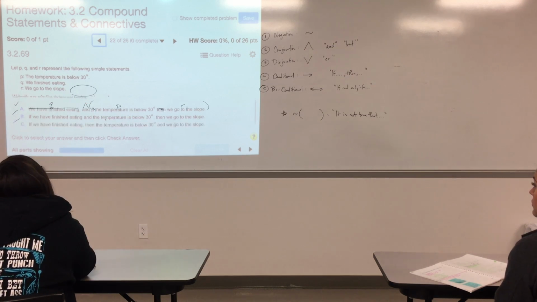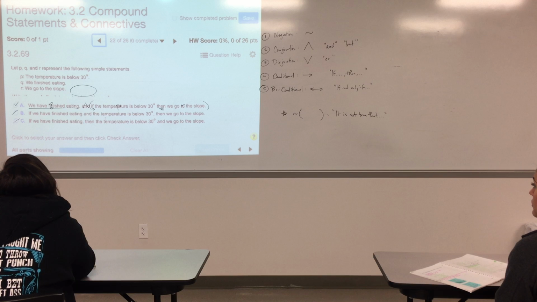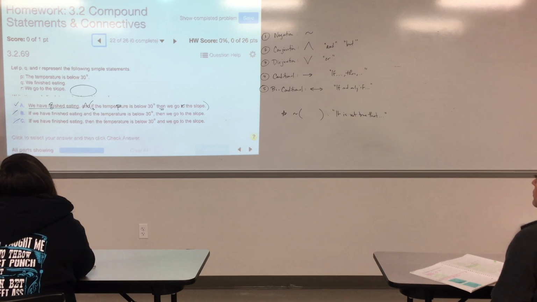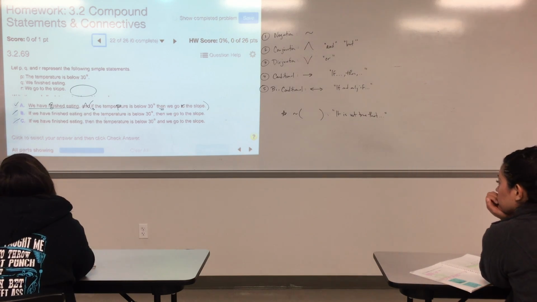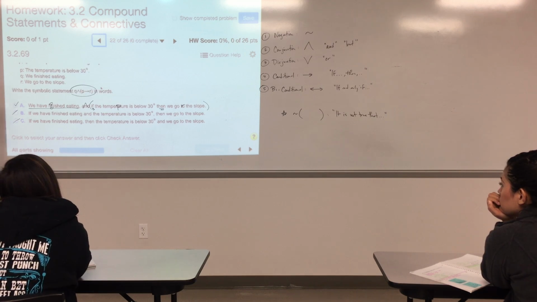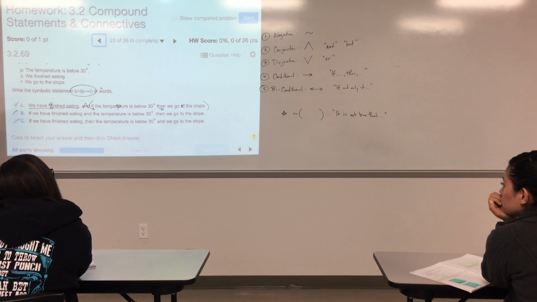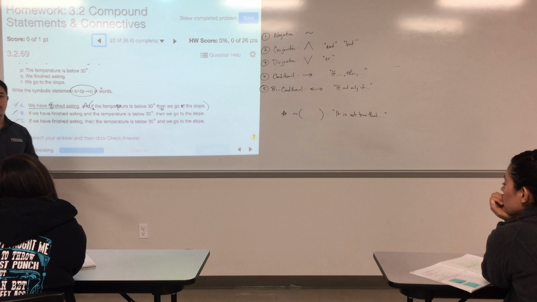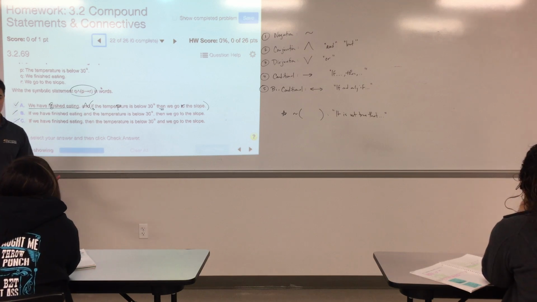Let me scroll down so that we can connect these two. Because see how in B it says the temperature is below 30, then we go to the slope? Do you want to do it without the comma? Is that the question? The comma is optional, sometimes it's going to be there and sometimes not.